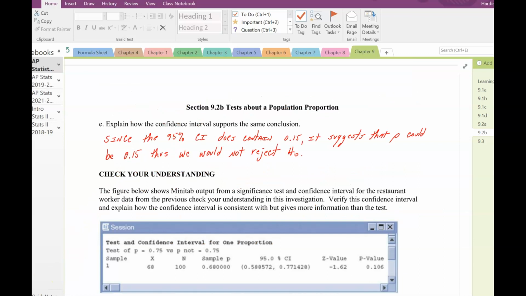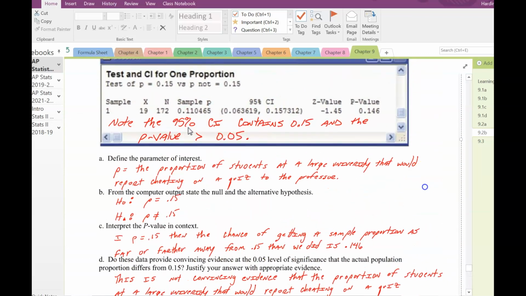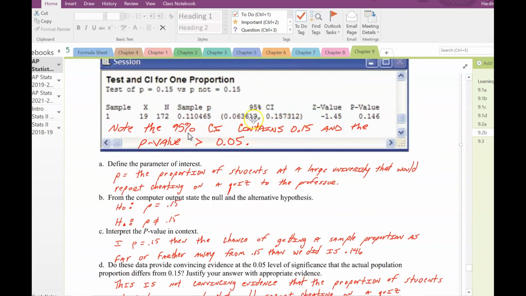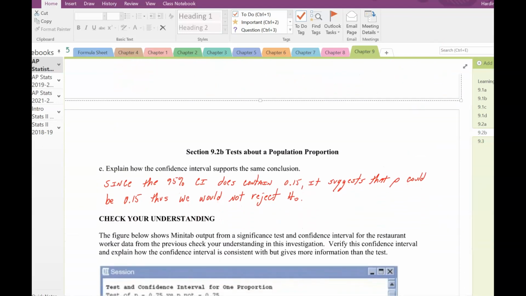If you scroll to the next page then, it says explain how the confidence interval supports the same conclusion. Well, let's go back and look at what the confidence interval was. The confidence interval given is here. Take note of the fact that 0.15 is in this confidence interval. So because the 95% confidence interval does still contain 0.15, it suggests that 0.15 is a plausible value. So we cannot reject the null hypothesis based on that confidence interval.